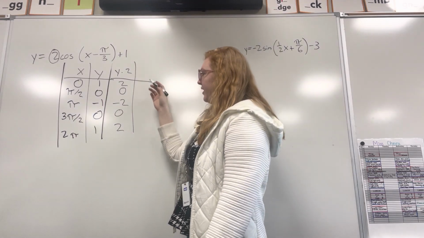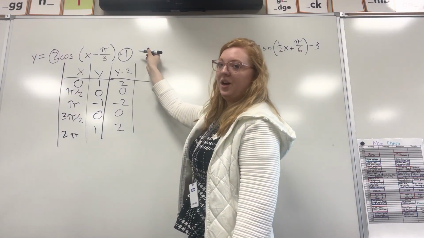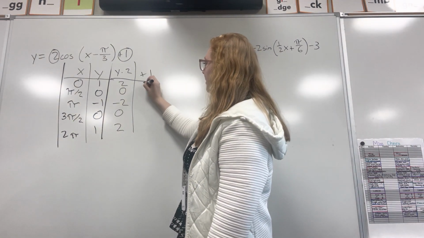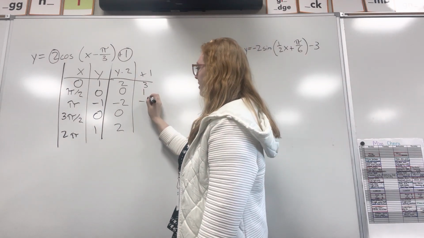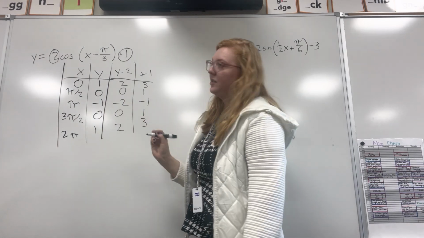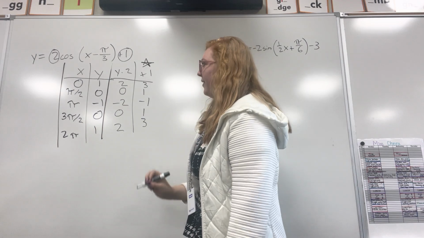Then the last part to figure out the y value is adding this plus 1. That's going to go on to our y value. So this is another plus 1. So 2 plus 1 is 3. And 1, then -2 plus 1 is -1, and then 1 and 3. So those are going to be our final y values. I'm going to star it so I can remember it.